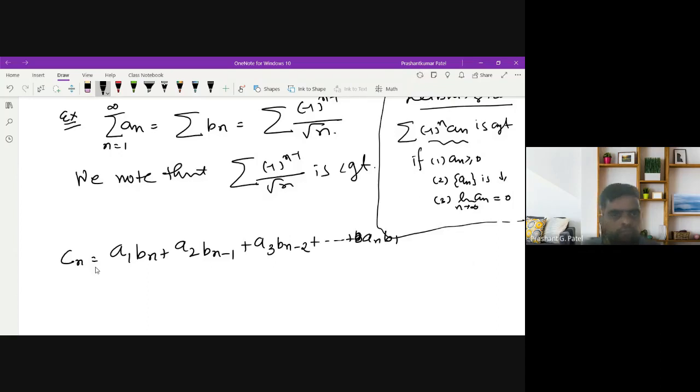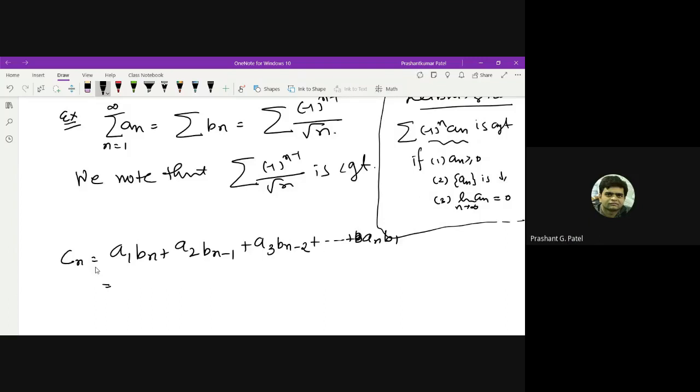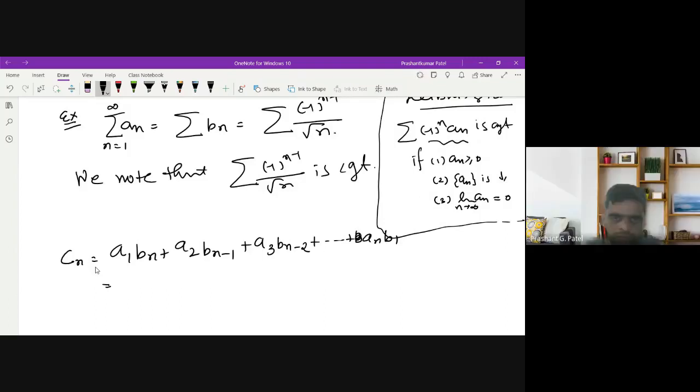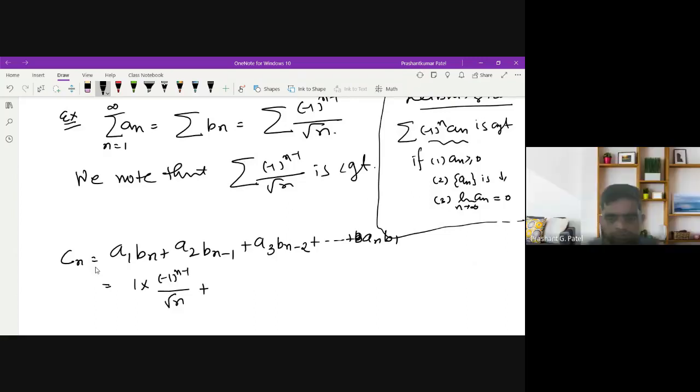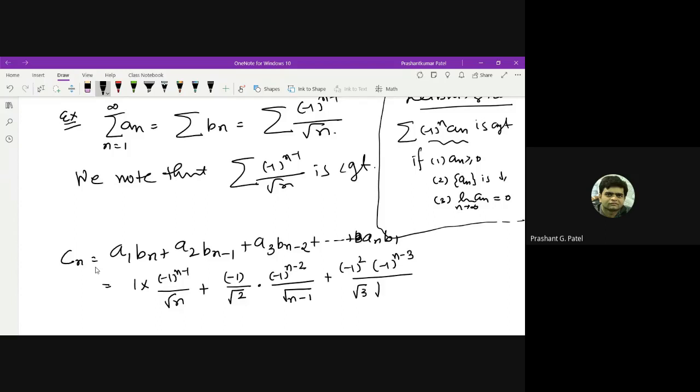an b1. So as per this, a1, that we know is positive, equal to 1 upon 1. So it is 1 into bn, which is minus 1 raised to n minus 1 upon root n. a2 is negative, so it is minus 1 upon root 2 into b(n minus 1), which is minus 1 raised to n minus 2 upon root n minus 1. Then it is minus 1 squared into minus 1 raised to n minus 3 upon root 3 into root n minus 2, and so on. The last term is b1. b1 is 1 as per this, minus 1 raised to n minus 1 upon root n into 1.